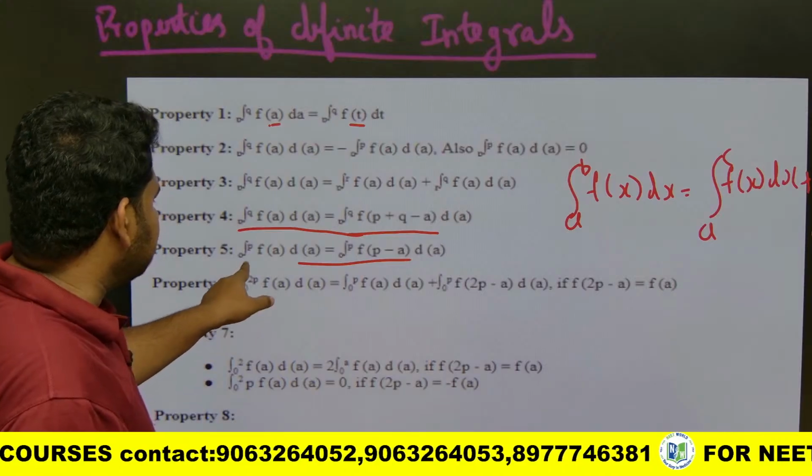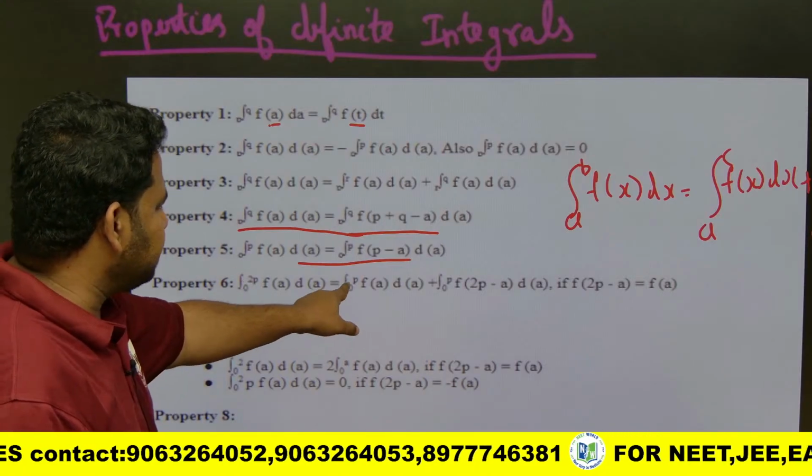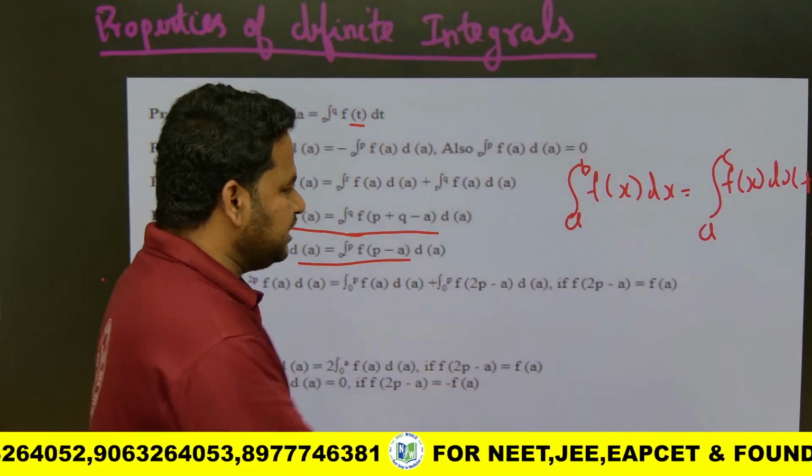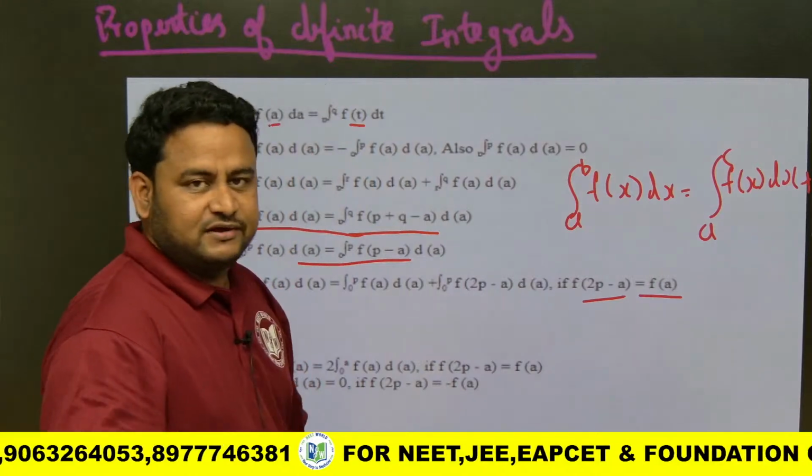Another thing is the integral from 0 to 2a can be written as the integral from 0 to a plus the integral from 0 to a of f(2a minus x). This is also a very important property. If f(2a minus x) is equal to f(x), it is a very important property.